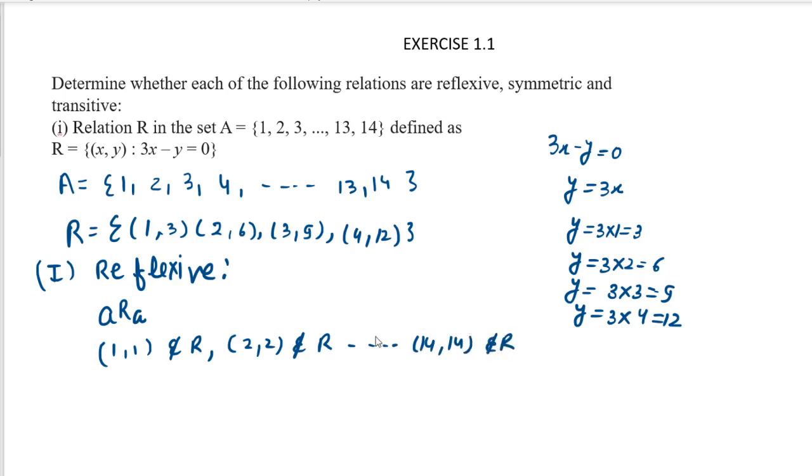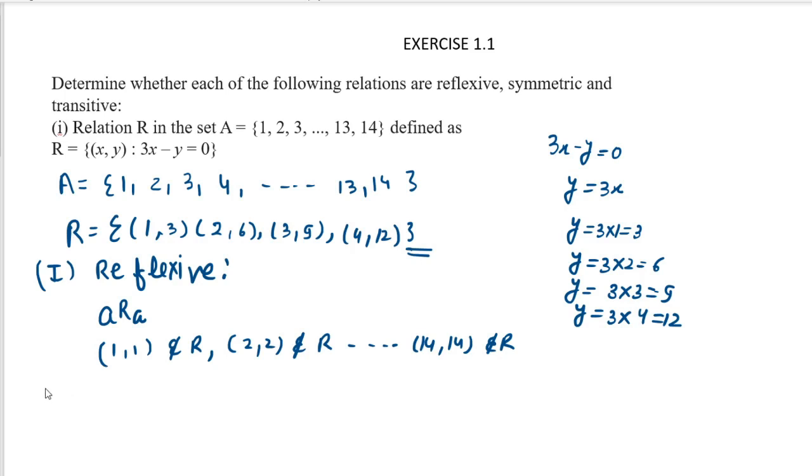See, in our relation, look at this, this is your relation. In this relation, these numbers are not here. So what you will say, this is not reflexive. This is not reflexive because these pairs do not belong to your relation.